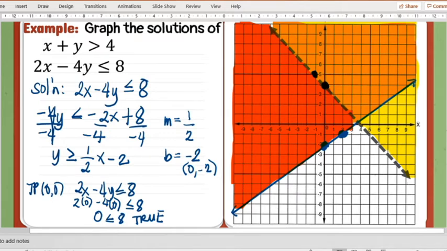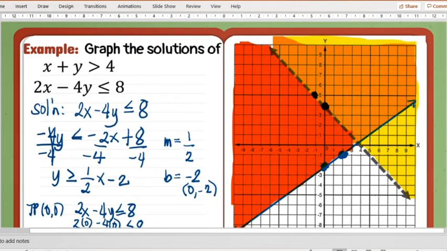Okay, so that is now the graph of a system of linear inequalities. So, itong lahat ng color red, ito ay solution ng 2x minus 4y less than or equal to 8. Yung color yellow naman, ito yung solution ng x plus y greater than 4. At yung orange, ito yung solution ng dalawang inequalities. So, ganyan lang siya i-graph.